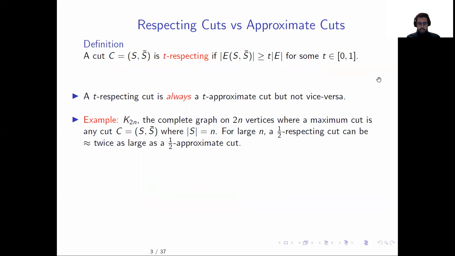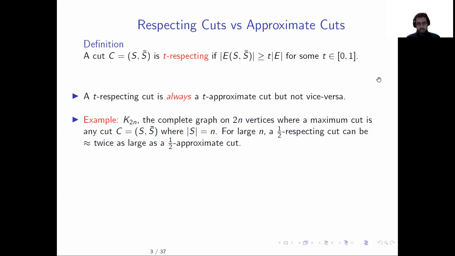So we would like to make a distinction here between respecting cuts versus approximate cuts, because in this talk, we will be referring to algorithms which get respecting cuts. Respecting cuts are somewhat of a stronger notion as compared to approximate cuts. We say that a cut C is t-respecting if the number of edges in that cut is at least a t fraction of the total number of edges for some constant t between 0 and 1. And it's easy to see that a t-respecting cut is always a t-approximate cut, but not vice versa.